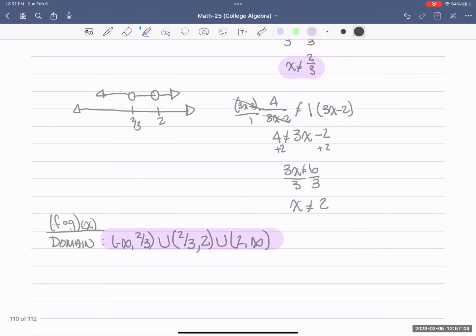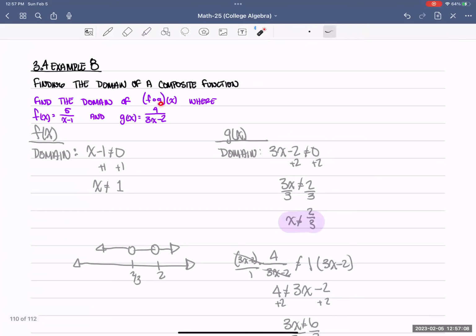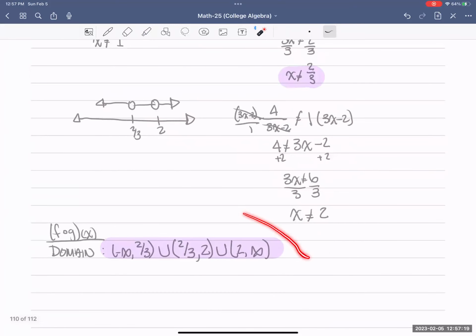If this is confusing at all, what you could also do is just look at your inside function, find that domain, find the function f of g of x, and just see where we're undefined there. Once you have those two values, it ends up being all of that right there.